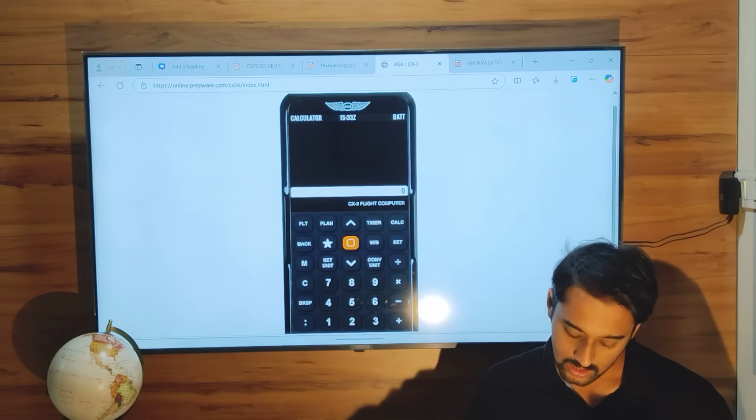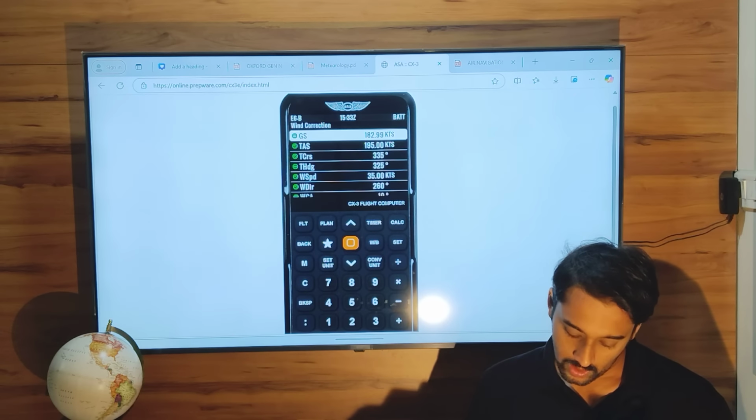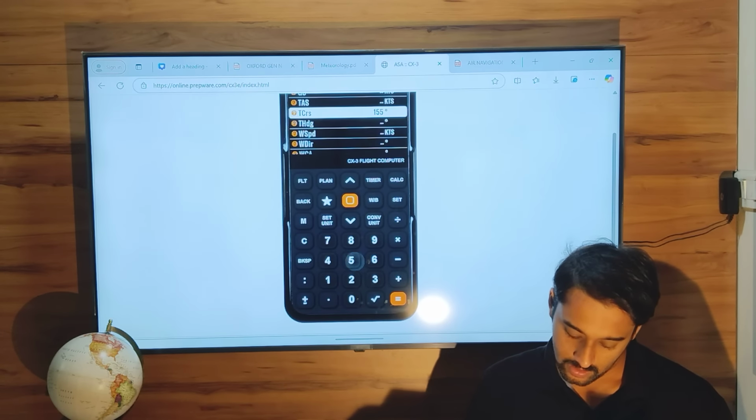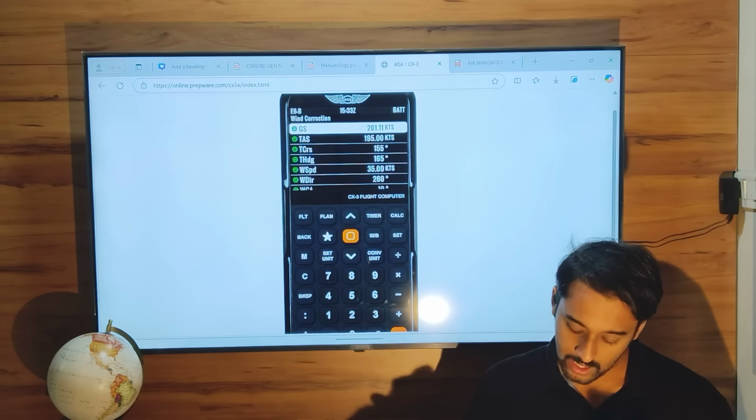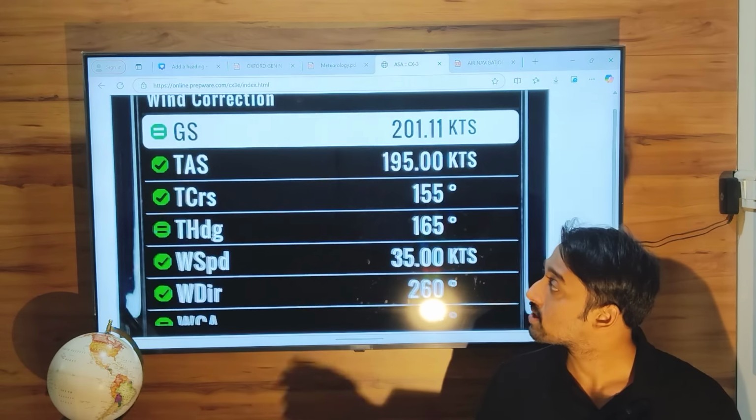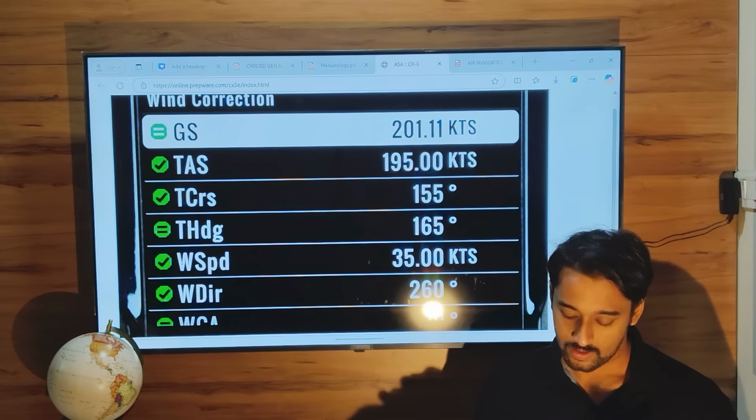So, track is 155. So, your ground speed will be 201.